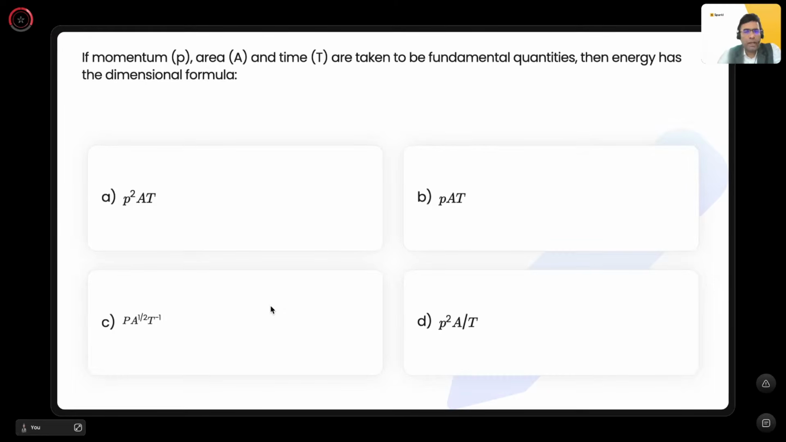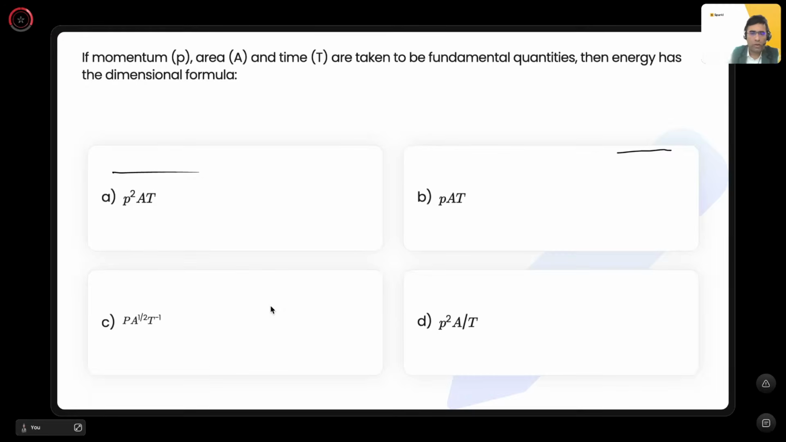If momentum P, area A, and time T are taken to be fundamental quantities, then energy has dimensional formula. Now, a very basic question, a very standard question. You have seen this question in the PYQs many times. And there are high chances that such a question can be asked this year as well, because for many years they have not asked, but they have been asking these questions a lot of times. So dimensional analysis is a very important portion for this particular exam.